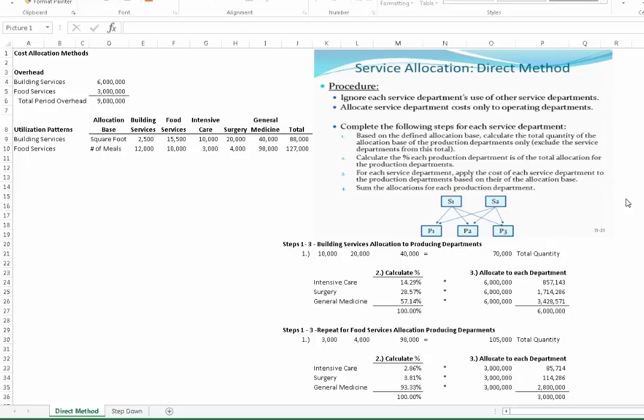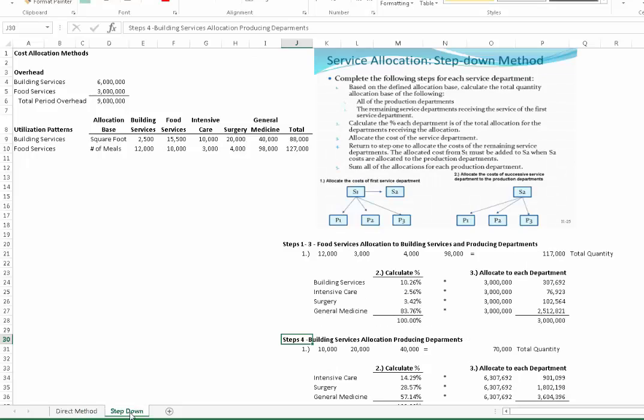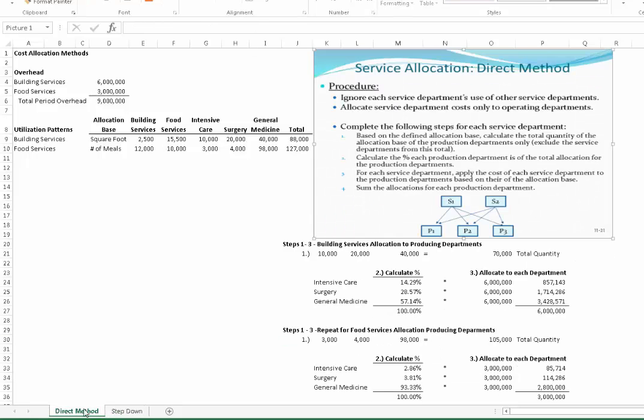I'm creating this video to go through the two different methods of cost allocation from service departments or cost centers to our producing departments. It's going to be based off of the examples that we did in class, but I wanted to give you an Excel file to take a look at. I've got two different worksheets. The first one is the direct method, which is the first method we talked about, and then the step down method is the second method that we'll go through.